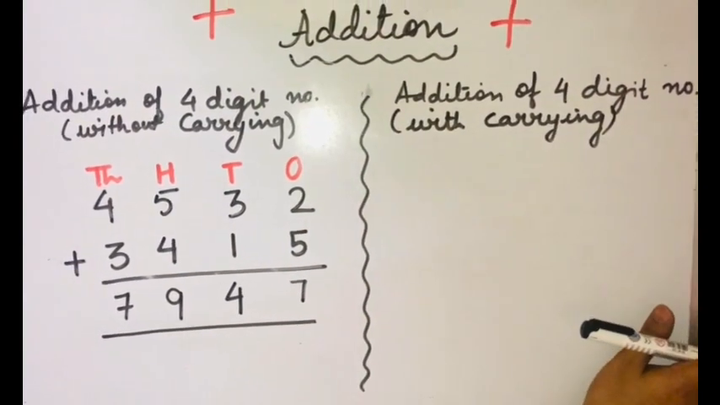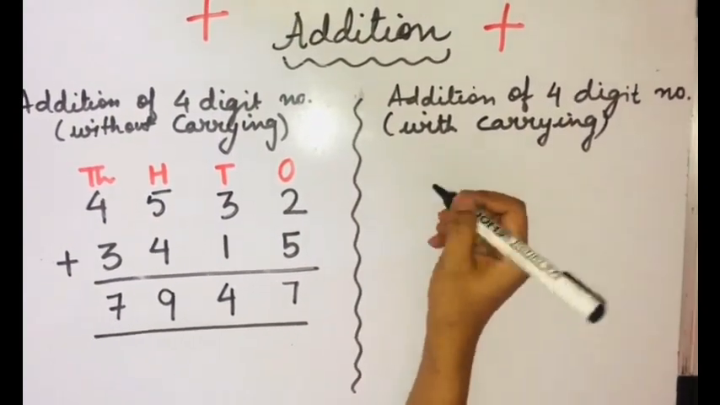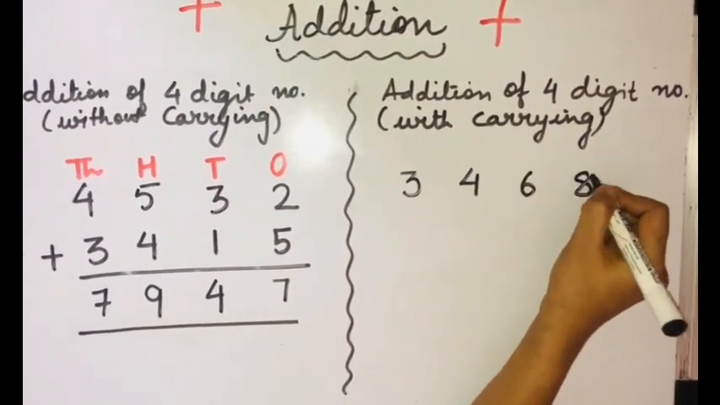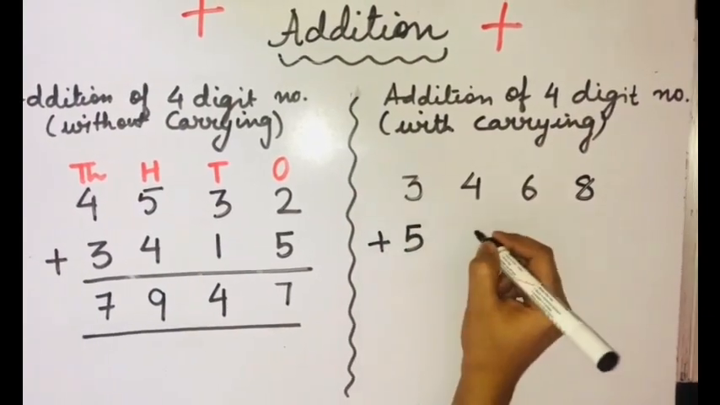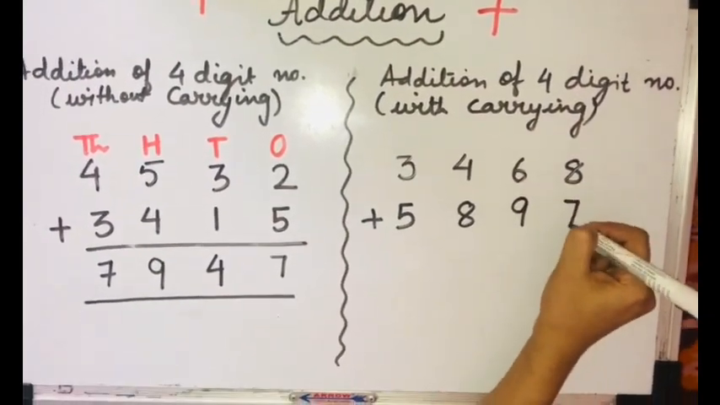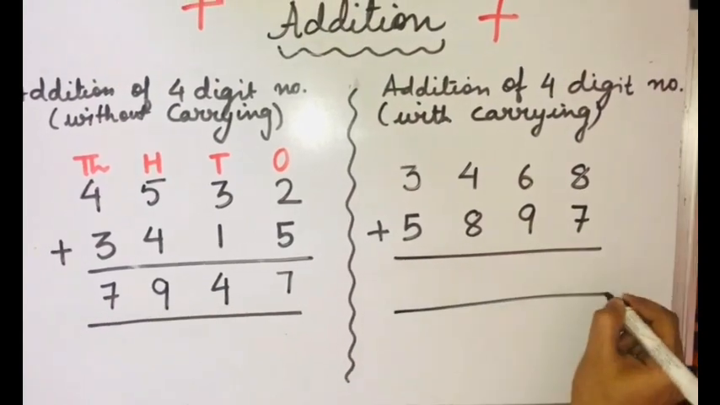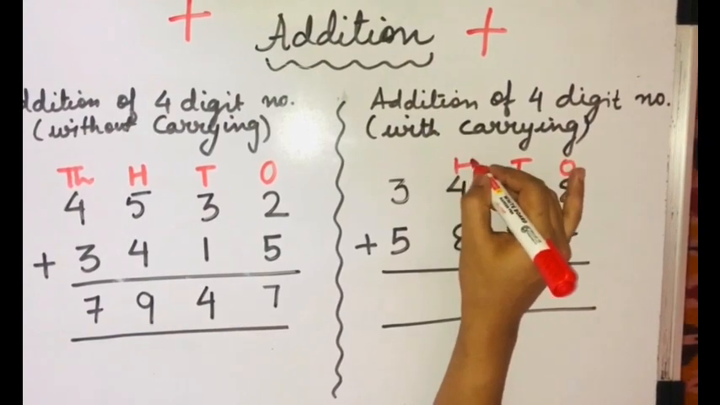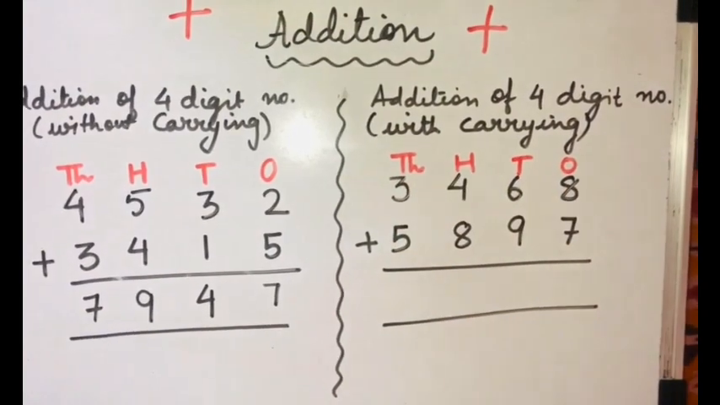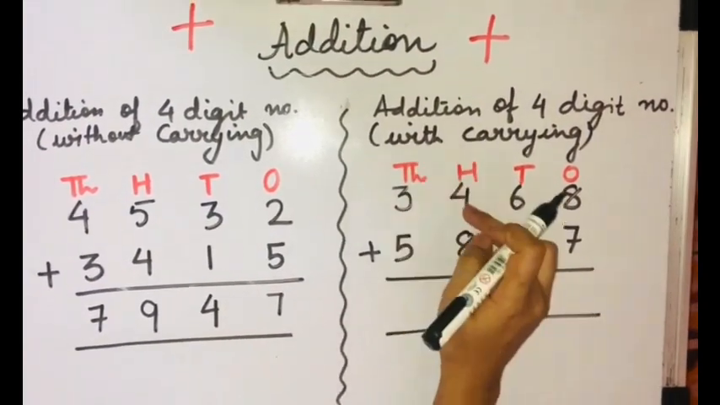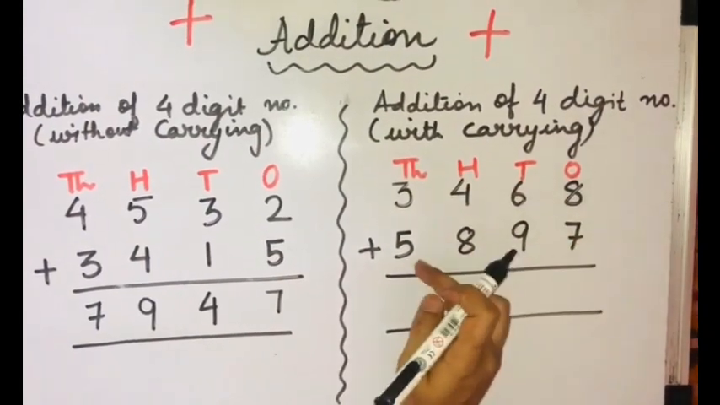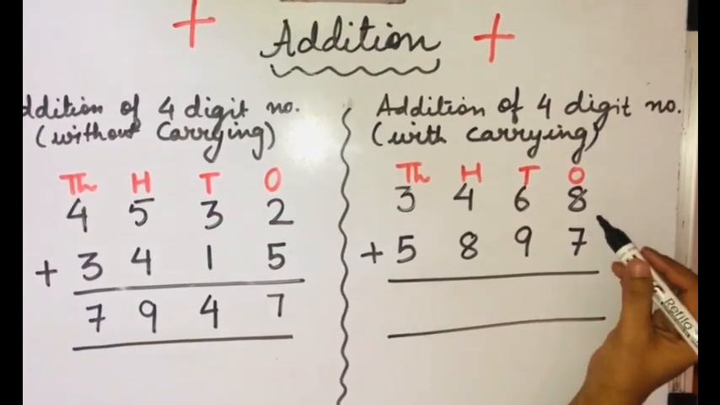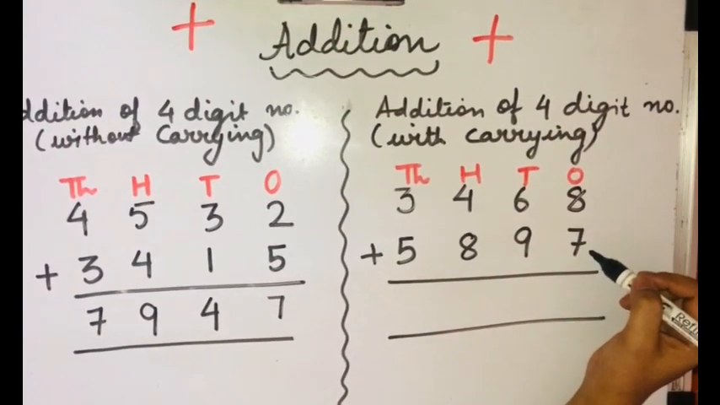Now let us discuss about with carrying. We'll take one more example. 3, 4, 6, 8 plus 5, 8, 9, 7. Again we'll add, but before that we have to write ones, tens, hundreds and thousand. So now it is called 3,468 plus 5,897. We have to add this. Now 8 plus 7 is 15.